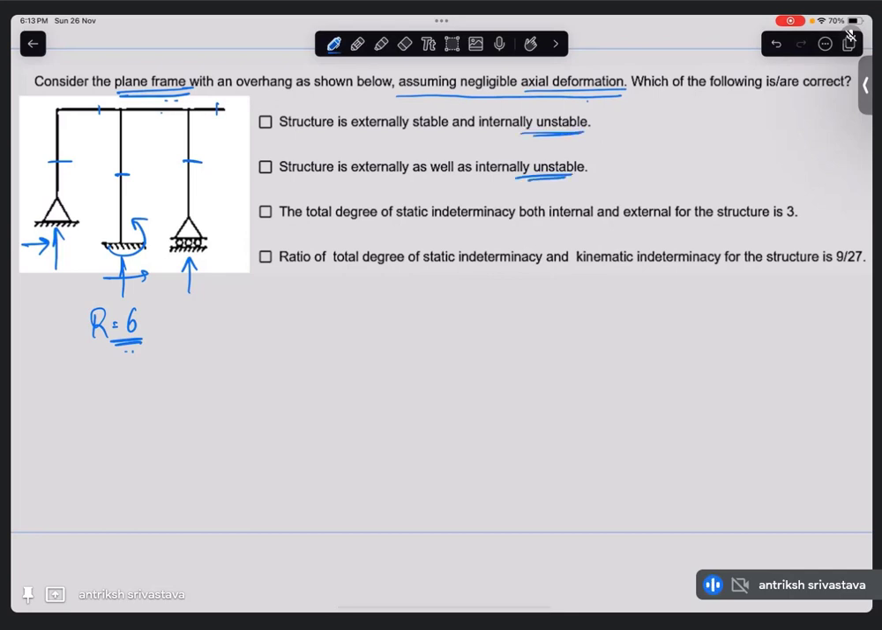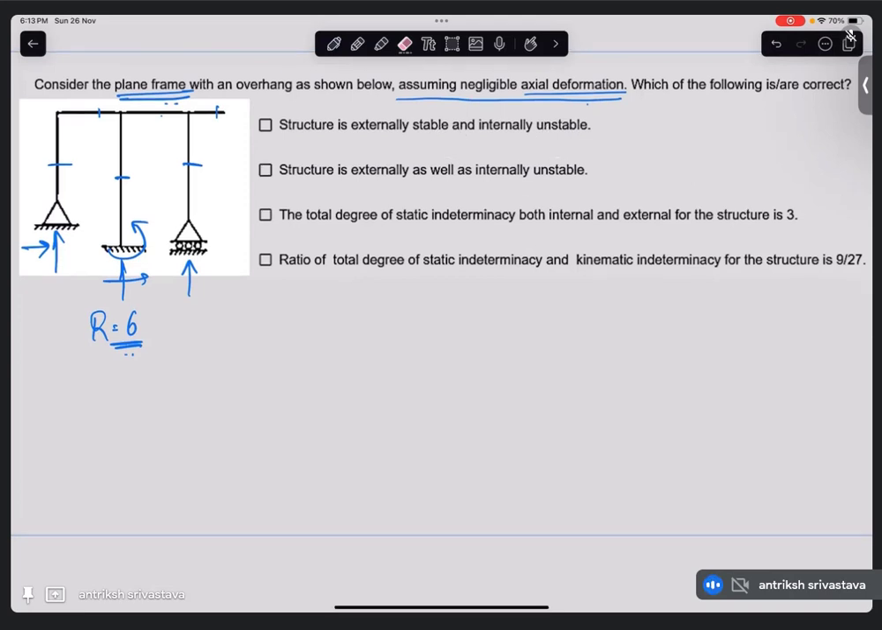How about internal stability? Internal stability, we can identify if we see any of the members rotating relatively with respect to any other, or we can check our internal static indeterminacy, that is 3C minus RR. As you can see, there is no released reaction, and there is no loop. So DSI is 0, and we can say that it is stable internally. So these two options will go wrong. Internally unstable is wrong, so these two options will not be selected.